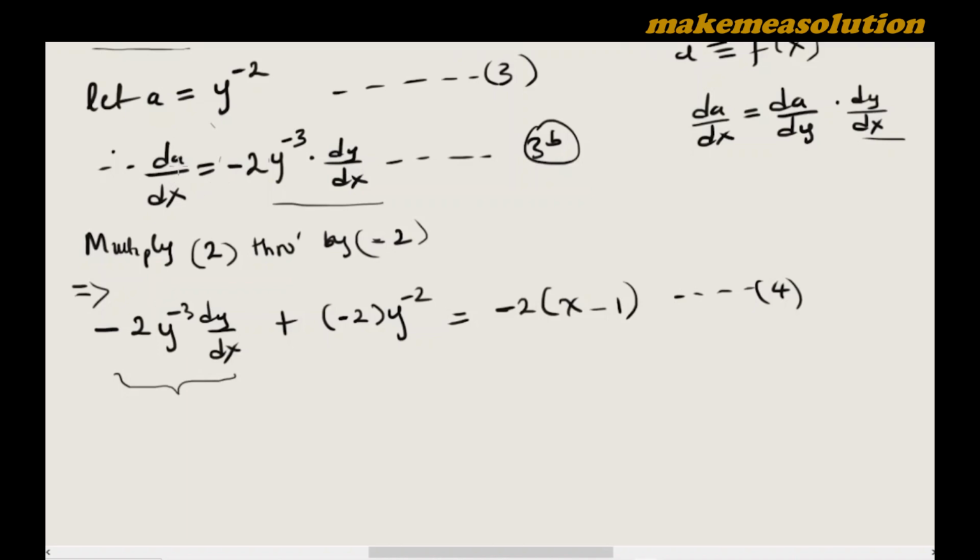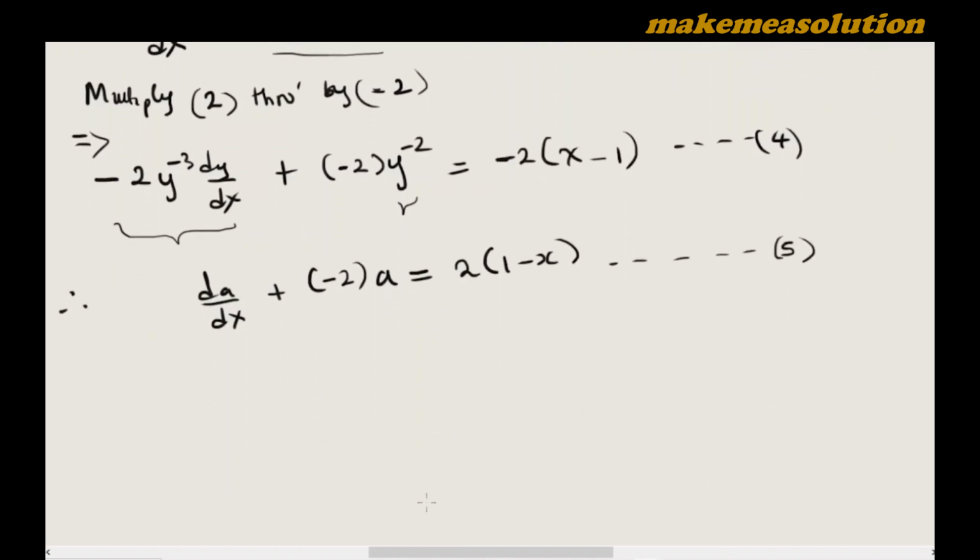So the first term can be replaced with dA dx, while this particular term over here can be replaced with A. Therefore we have dA dx plus minus 2, we have A is equal to, so if you open the brackets here, you're going to get 2 into 1 minus x, if you use the minus sign to simplify this particular bracket. So this is equation 5.